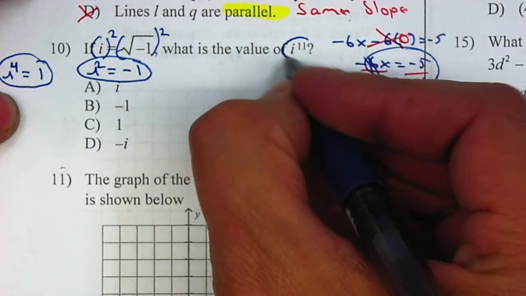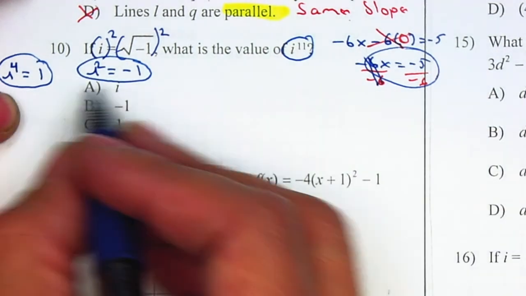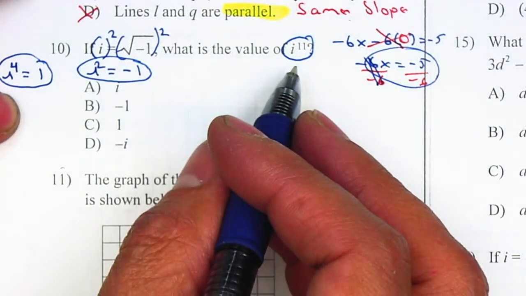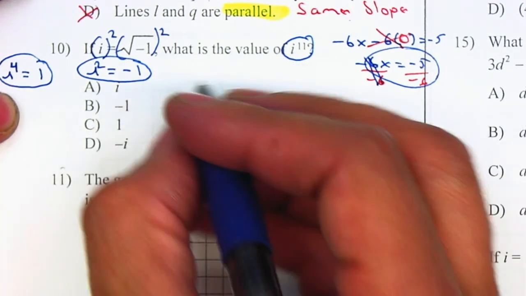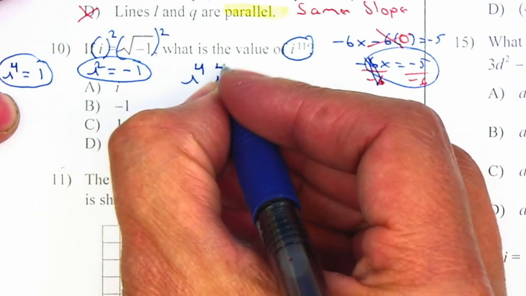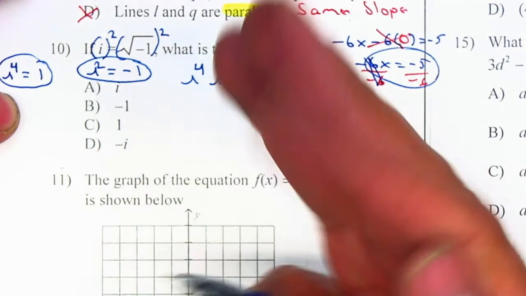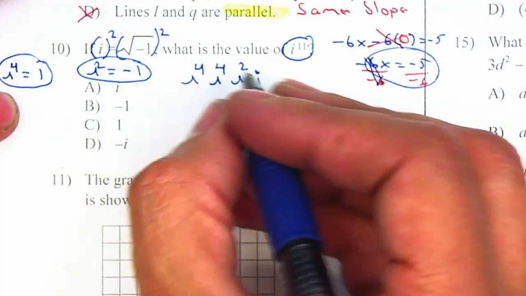We have i to the 11th. You have to think, okay, how many i to the fourth are in i to the 11th? So we have 2, right? That's 4, that's 8. How many do we have left? We have 3 of them left. We're going to group them first by 2, and then we have 1 more left over.